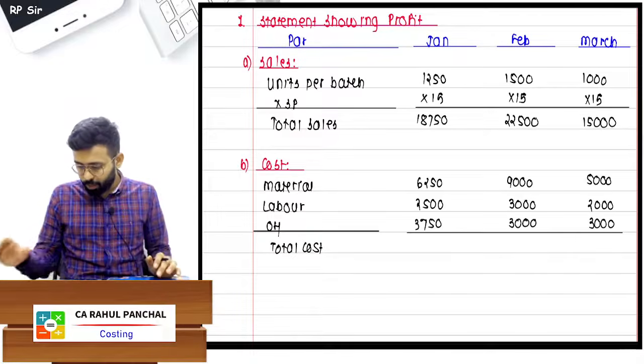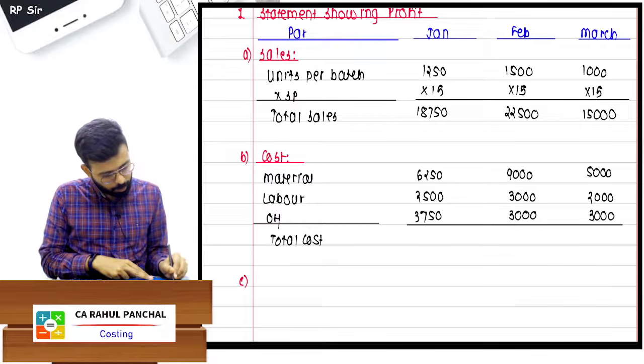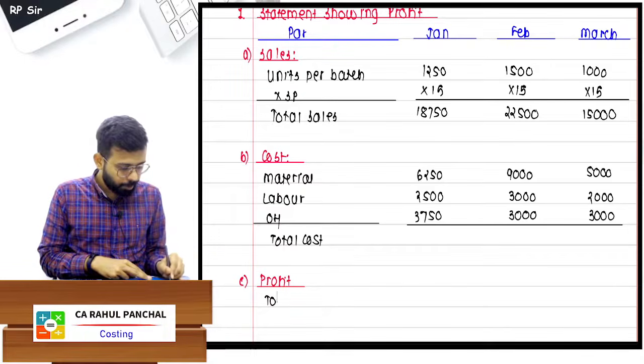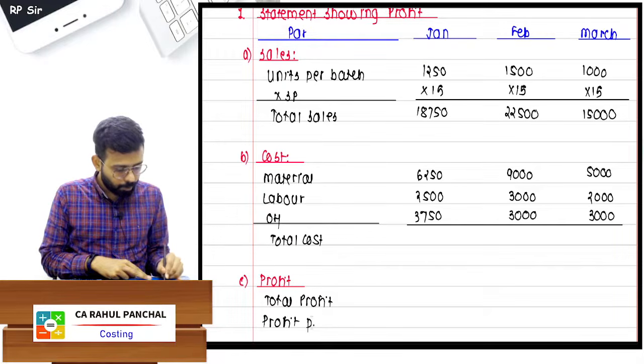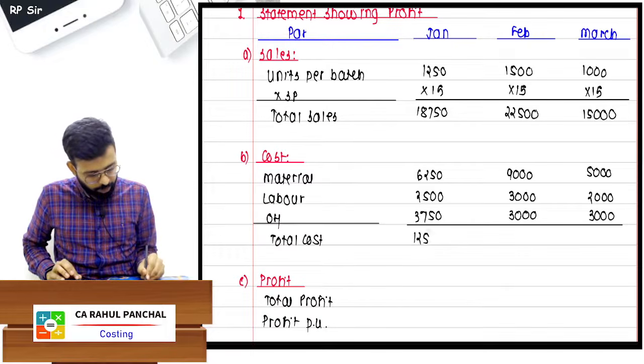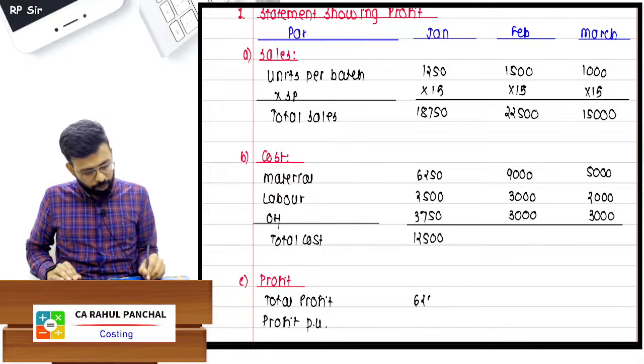And once you get the total cost, you will get your total profit. Then the C part: we will calculate total profit and profit per unit. So 6250 plus 2,500 plus 3750, your 12,500 will be your cost, which will be subtracted from the sales. You will get 6250 as a profit.